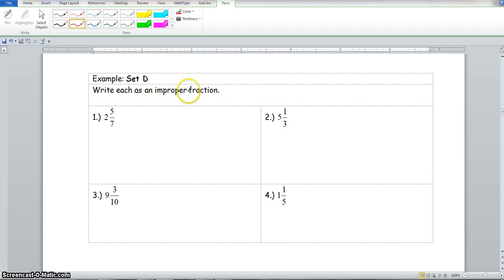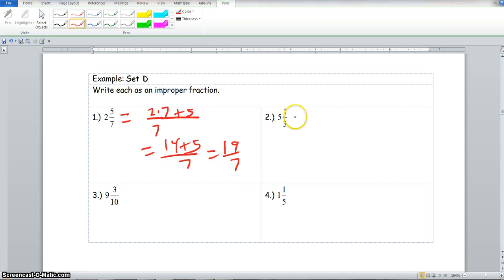Now it says write each as an improper fraction. So 2 5/7. Our denominator stays 7. Now let's do the numerator here. We will have 2 times 7 plus 5. 2 times 7 is 14 plus 5. 14 plus 5 is 19/7. Now we have number 2. Our denominator stays 3. Our numerator is 5 times 3 plus 1. So that would be 15 plus 1 all over 3. So it would be 16/3.